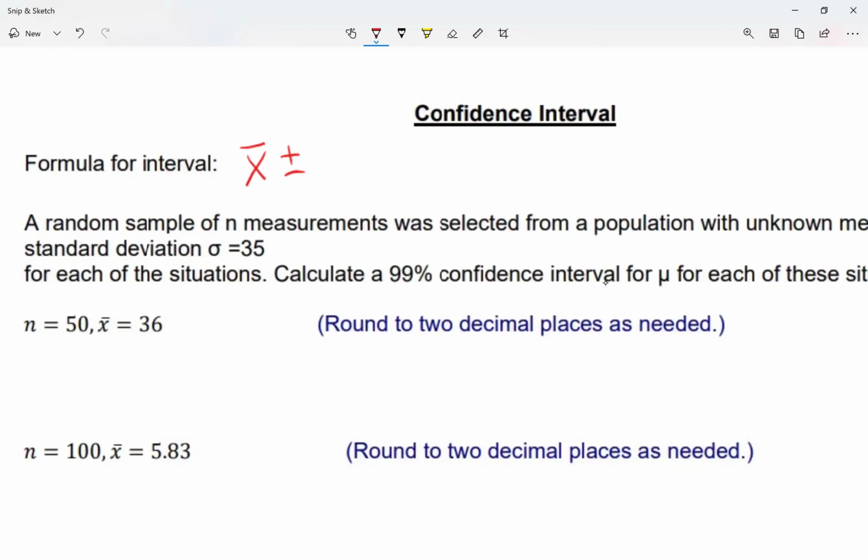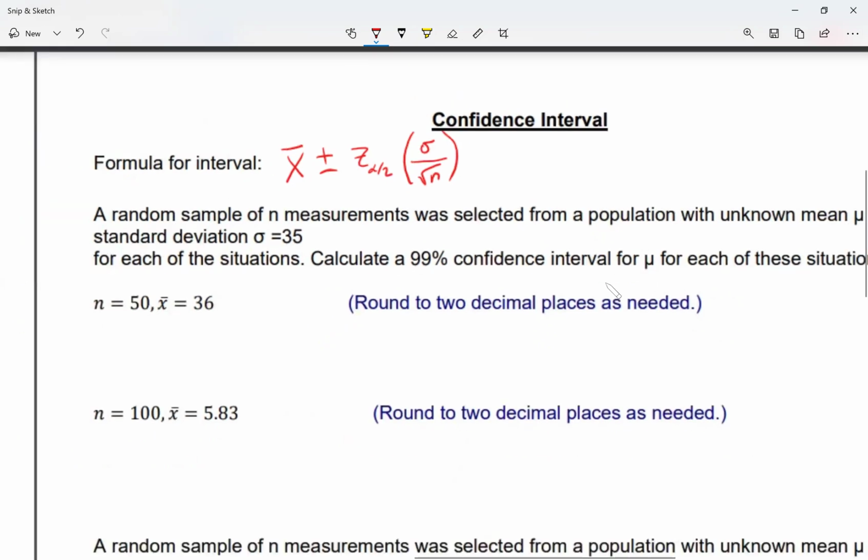So plus or minus, two values. And then I use my C-score, or my alpha divided by 2. That kind of looks familiar to what we were doing last time. And this thing, I'm going to multiply by the standard deviation divided by the square root of n. N is how many are in our sample, okay? So let's take a look. This is the formula I'm going to be using.